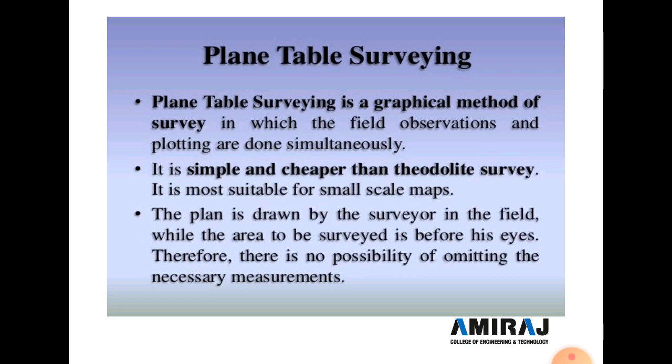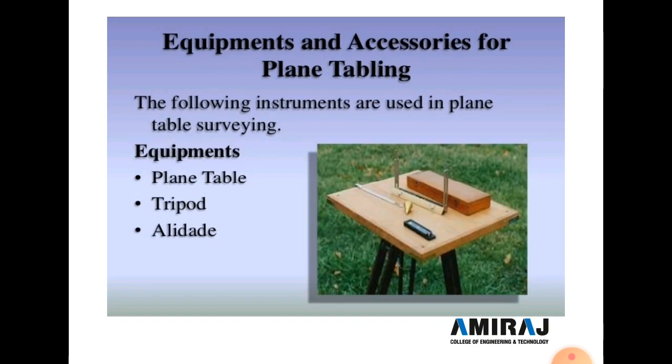In a plane table survey, the plan is drawn by the surveyor in the field, with the area to be surveyed before his eyes, and therefore there is no possibility of omitting a necessary measurement. The surveyor sees up to a certain distance and takes measurements up to that distance, and all the possible measurements are necessarily, compulsorily taken.